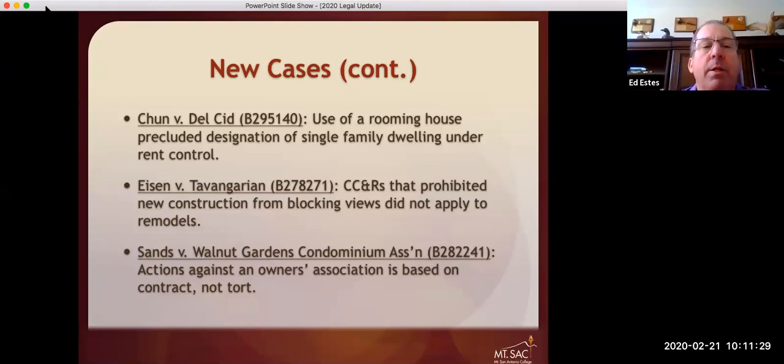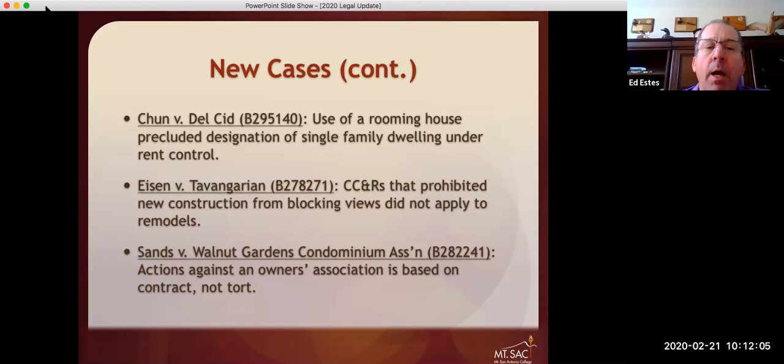The last case here on this page is the Sands versus Walnut Gardens Condominium Association. In this case, the homeowner had some leakage, either through a window or a roof. I'm not sure, the case wasn't sure what it was about, but there was a leak into the unit, and the homeowner association was responsible. The property owner decided they were not getting the service that they wanted from the homeowner association, so they decided to sue, and they wanted to sue under a tort action rather than a contract action.